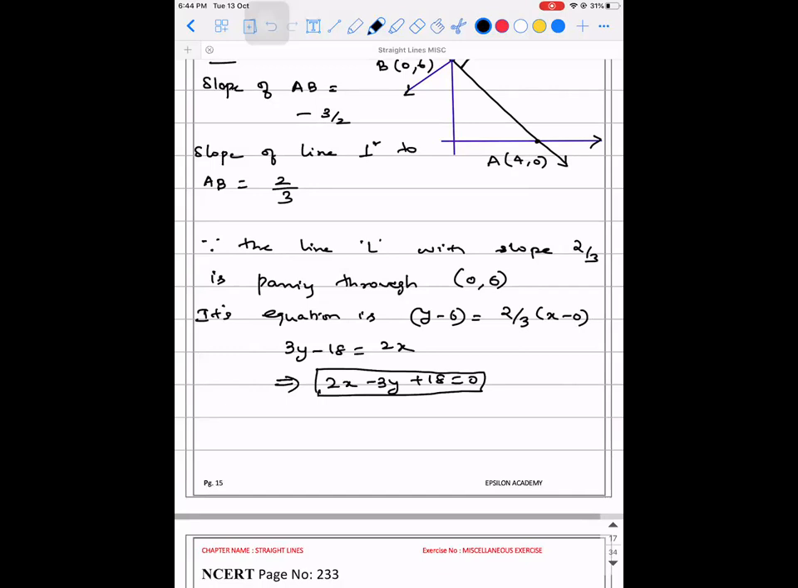So if you see most of the problems in this chapter, your work will be to find the slope and you'll know a point, use the formula y minus y1 is equal to m into x minus x1. Most of the problems.